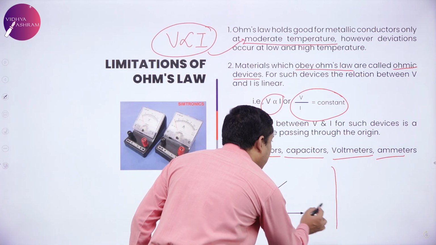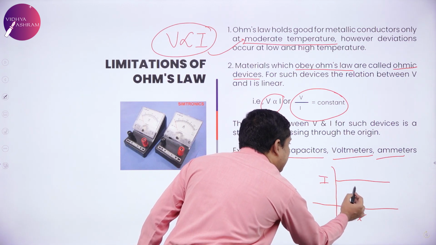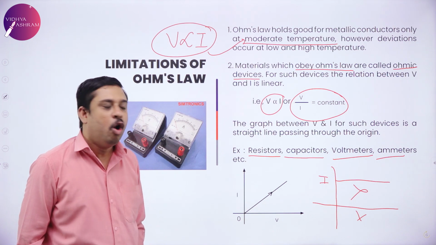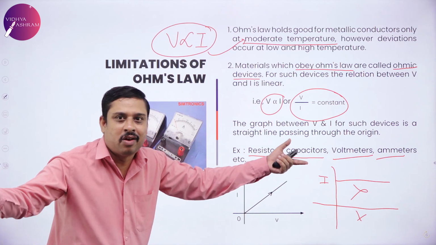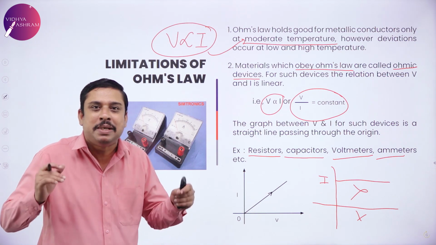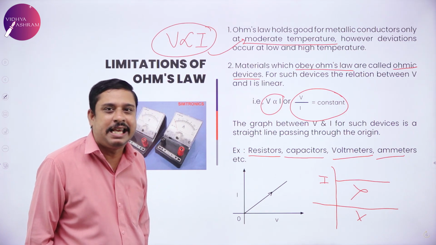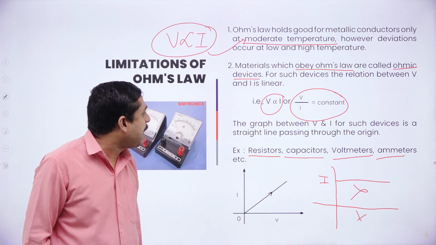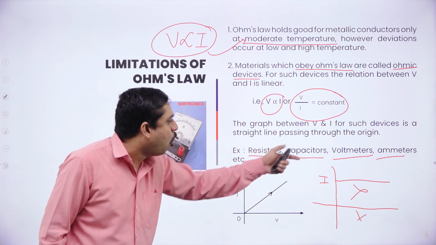What if I have a graph like this? Voltage, this is current. This cannot be accepted. This is not in relevance with Ohm's law. Why? Voltage is 0, actually there is some amount of current, which cannot be agreed. So if at all Ohm's law has to be satisfied, the relation between V and I is linear, a straight line passing through the origin. So, examples for ohmic devices: resistors, capacitors, voltmeters.